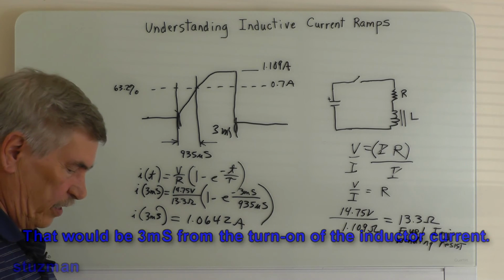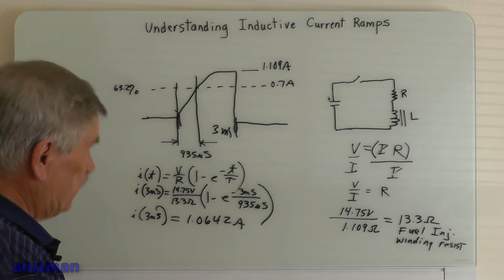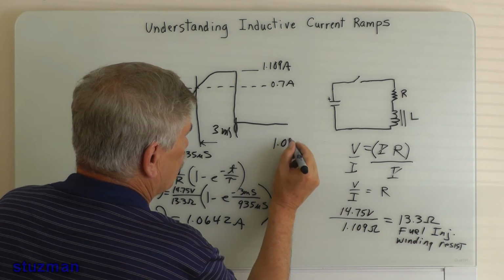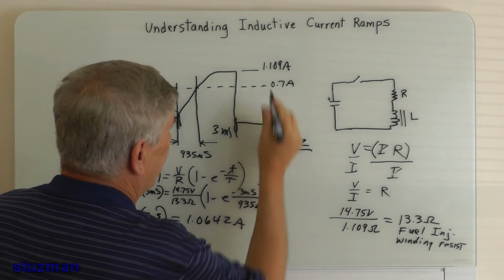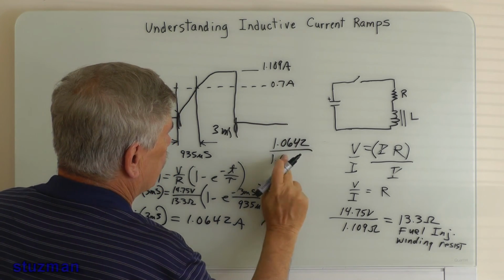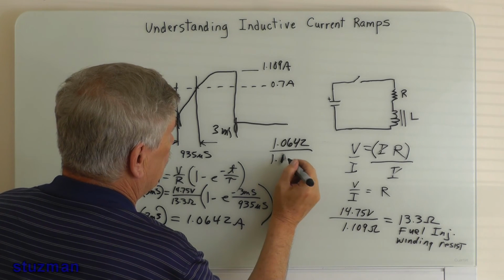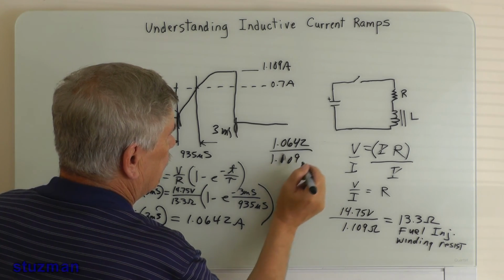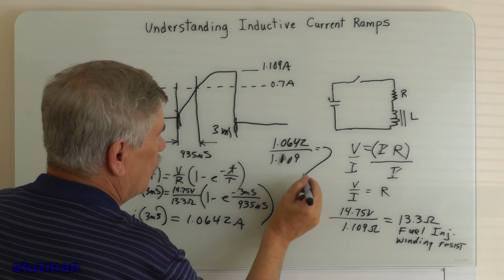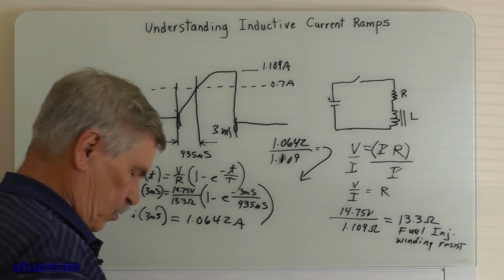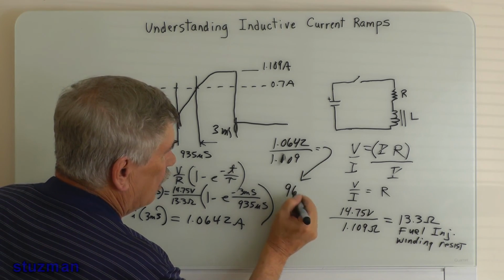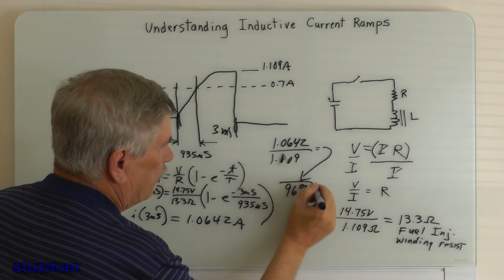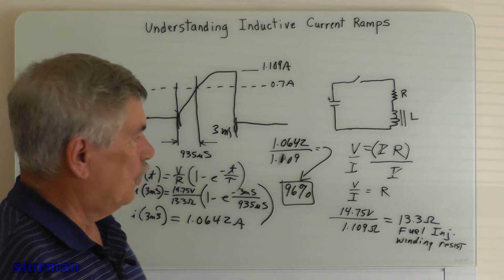So what percentage did we almost get to it? If we take 1.0642 and divide that by 1.109, we will get, and I came up with, 96%. So we got pretty close.